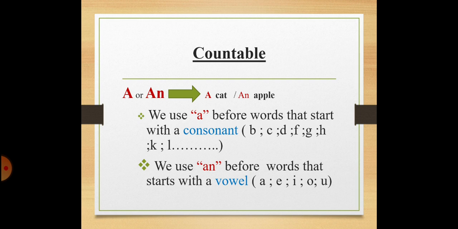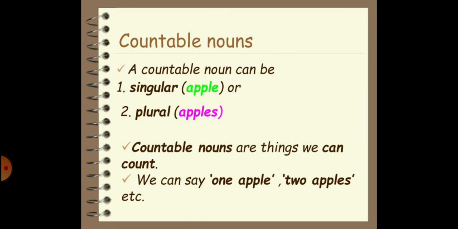If the noun starts with a vowel letter, so for example, a is a vowel, e, i, o, u, these are all vowels, then we use an. Like for example, I have an apple, I have an egg, I have an uncle. So we use this if the first letter of the word is a vowel, right? Remember, we use a before a word that starts with a consonant like B, C, D, F, G, H, K, L, M. And we use an before a word that starts with a vowel like A, E, I, O, U. Okay? Clear?